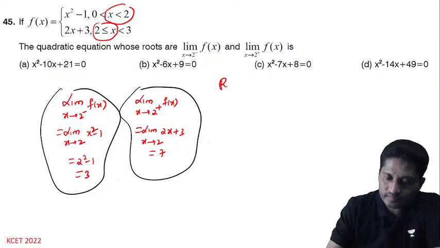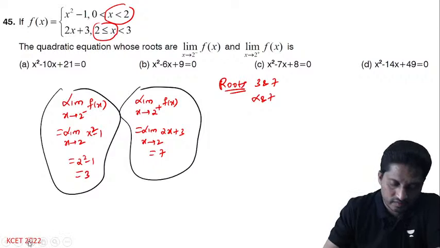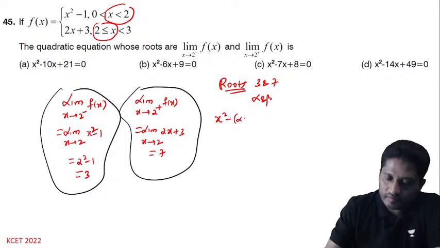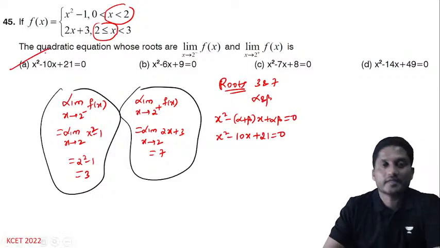Okay, now the roots are 3 and 7. So the quadratic equation will be x square minus (a plus b) into x. Whenever the roots are suppose alpha and beta, the quadratic equation is x square minus (alpha plus beta) into x plus alpha beta equal to 0. That is x square, alpha plus beta is 10, alpha into beta is 21, equal to 0. Right, answer is option A.